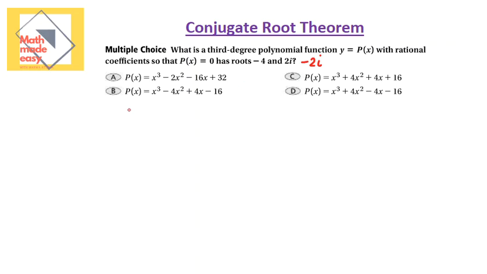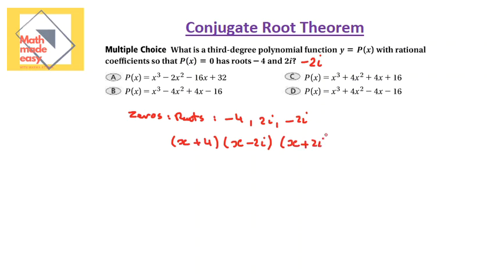Let's work it out. I know now for a fact that the zeros or the roots, and both have the same meaning, we discussed that multiple times, of the function I want to find are negative 4, 2i, and negative 2i. If I want to find the equation, I will change these zeros or these roots into linear factors. So x plus 4 multiplied by x minus 2i multiplied by x plus 2i.